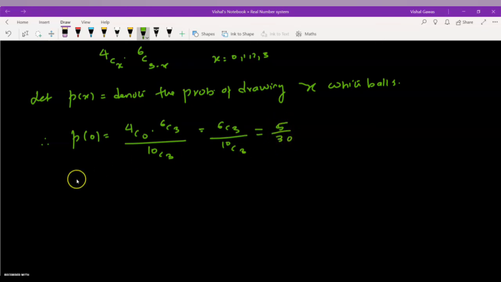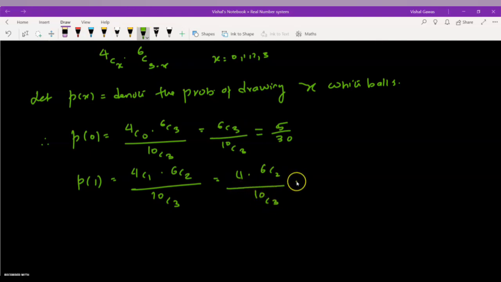Just check that out. And P of 1 is 4 into 6C2 over 10C3. If we do a little bit of calculation here, it comes out to be 15 by 30.